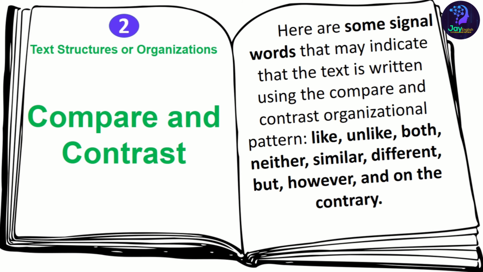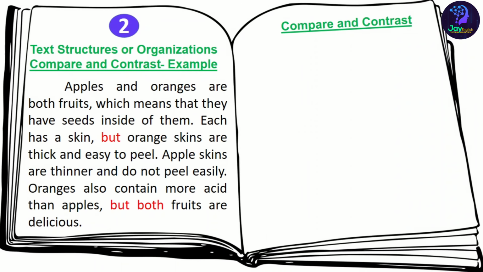Identifying when the writer is comparing and contrasting is usually not difficult because the speaker will go back and forth between two subjects, and this pattern is generally pretty easy to recognize. Also, here are some signal words that may indicate that the text is written using the compare and contrast organizational pattern. Words such as like and like both, neither, similar, different, but, however, and on the contrary. To better understand how this text structure is used in a text, let's have an example.